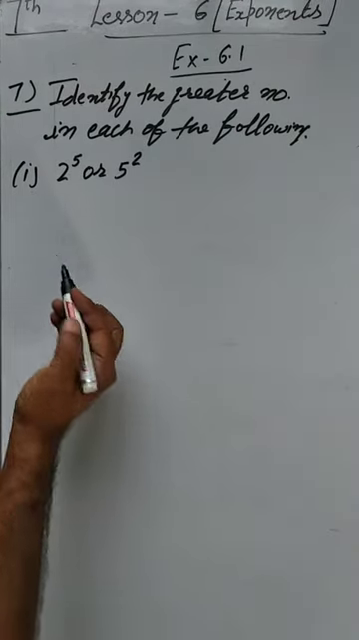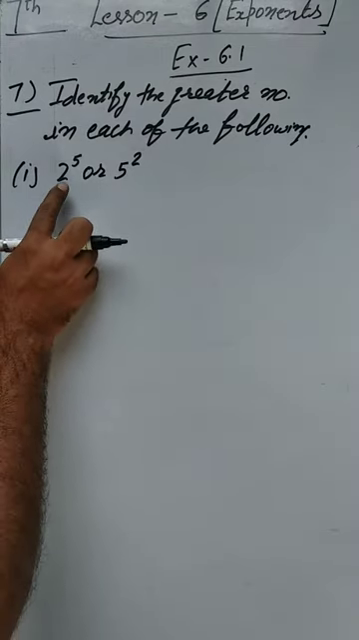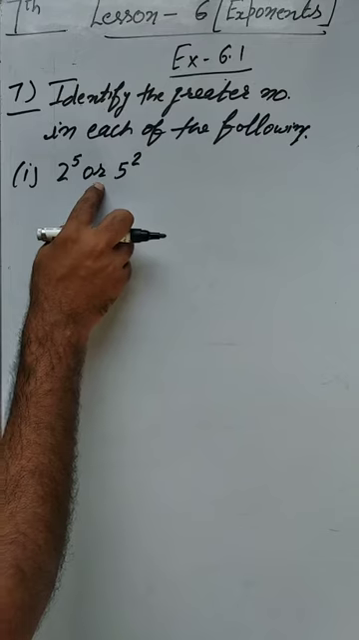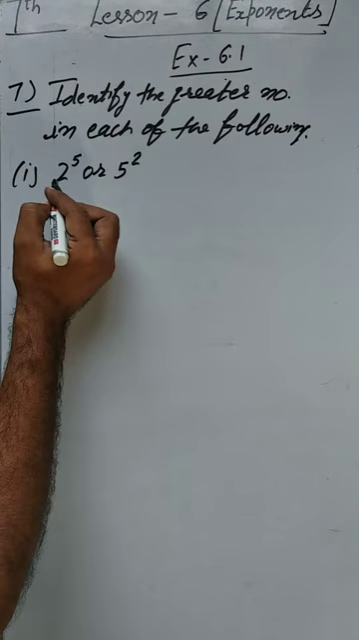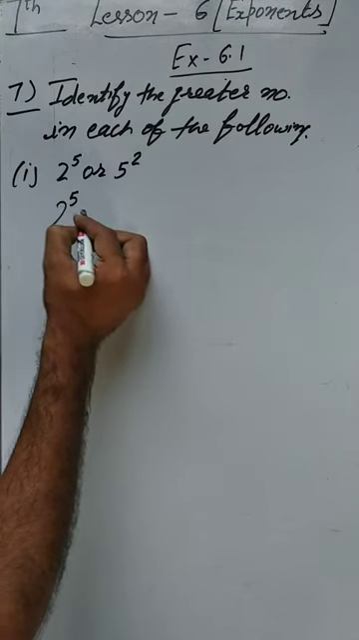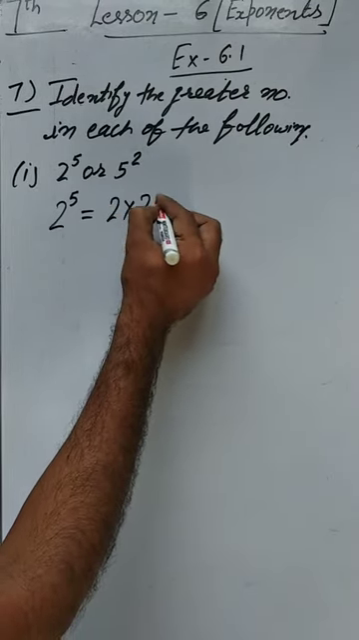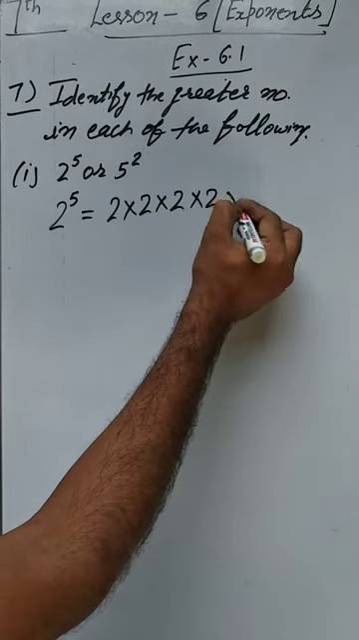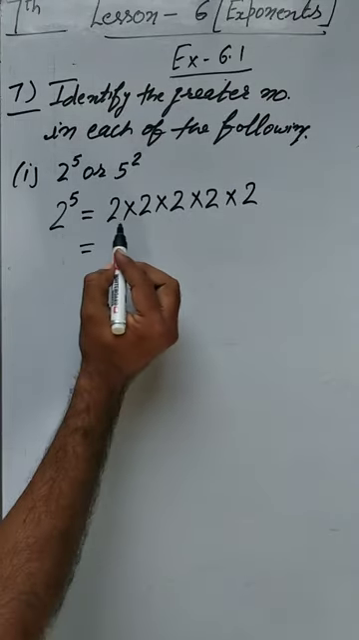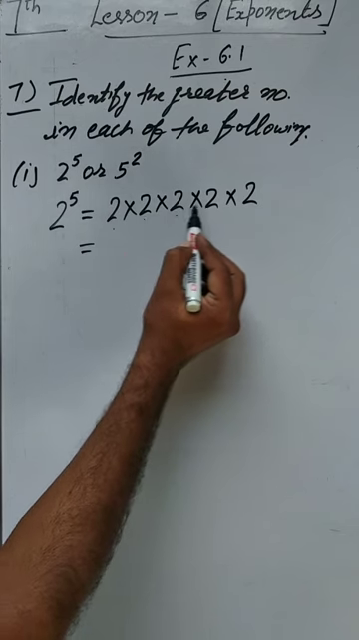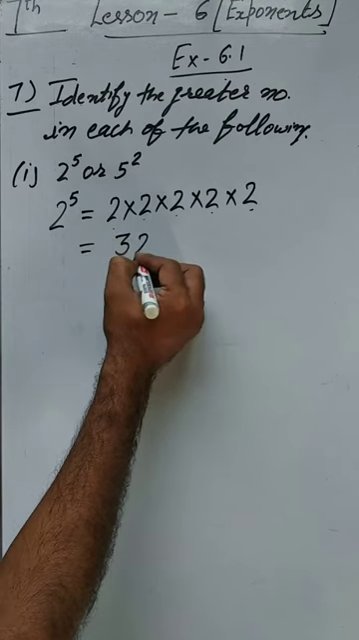You have to identify the greater number. So first part, which is greater between 2 raised to power 5 and 5 raised to power 2. So separately solve these two numbers. Now beta, 2 raised to power 5 means 2 multiply 5 times. 2 into 2 into 2 into 2 into 2. Solve it. 2 into 2, 4, 4 into 2, 8, 8 into 2, 16 and 16 into 2, beta, 32.